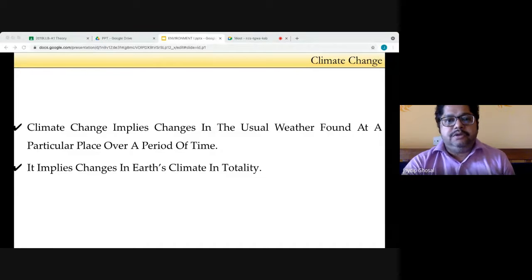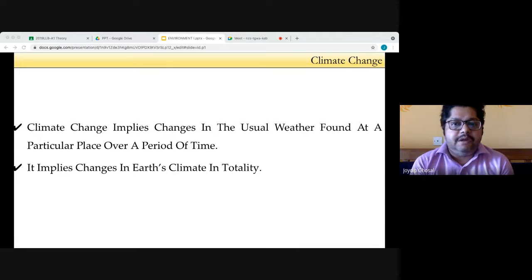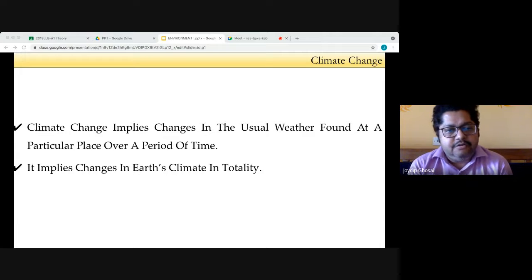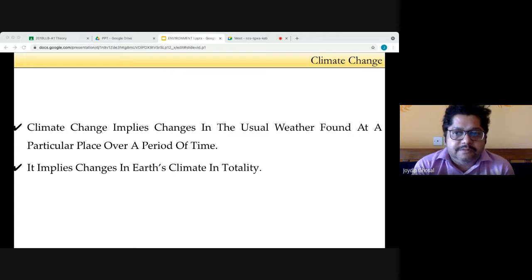Next one is climate change. Regarding climate change, we can say this is also one of the most serious issues caused by environmental degradation, and it has a very serious effect on human beings. Not only human beings, it also affects ecosystems and other living organisms. Climate change implies changes in the usual weather at a particular place over a period of time.